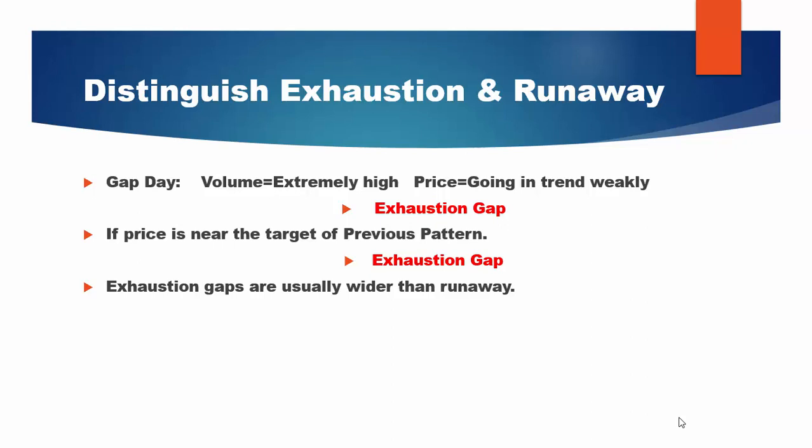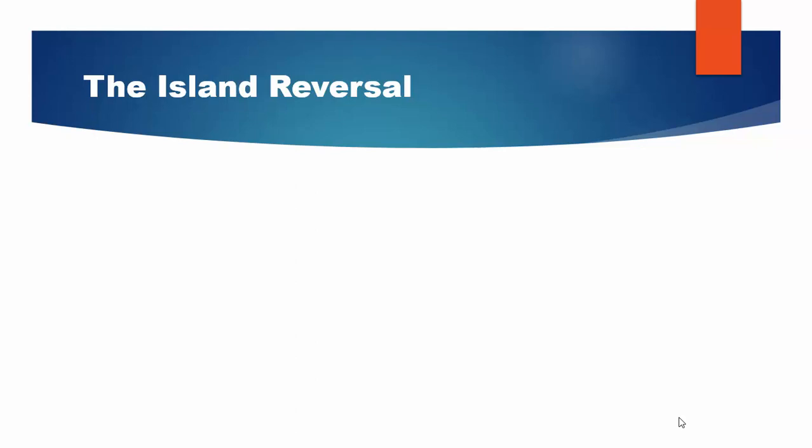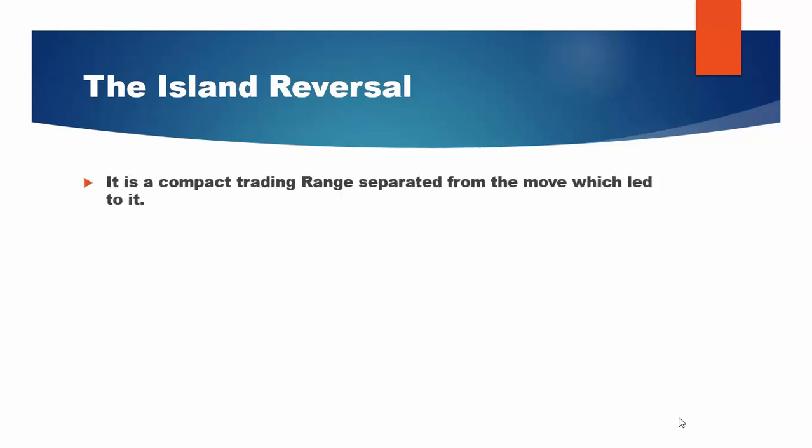Gaps shape an important reversal pattern called the island reversal. It's a compact trading range separated from the move which led to it. In the chart, it's easy to detect because it's somehow isolated from the rest of the chart, like an island inside the sea. It's not a sign of major or even intermediate reversal. It's a sign of minor reversal, and it can, for example, shape the head in a head and shoulders pattern. And it's useful for us in these situations.